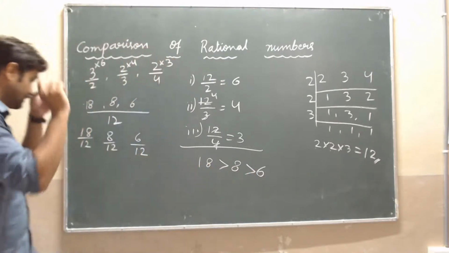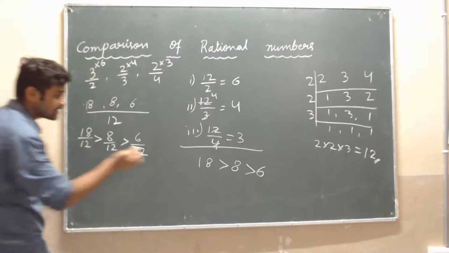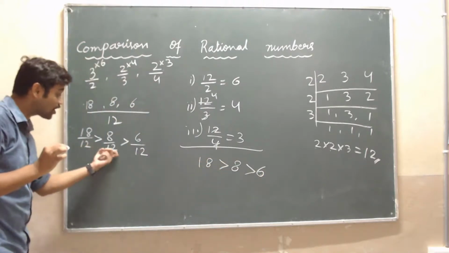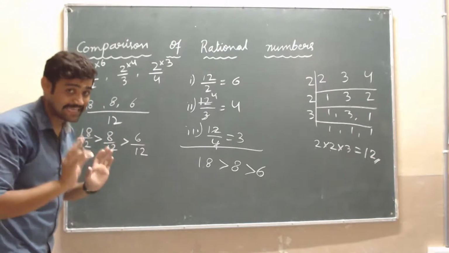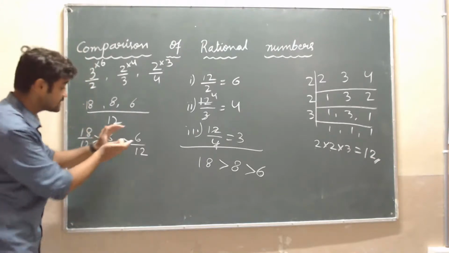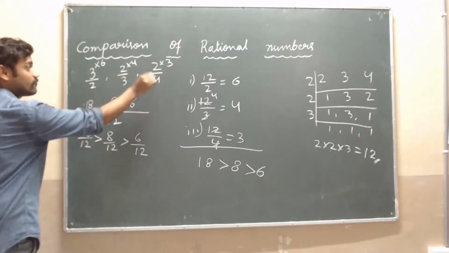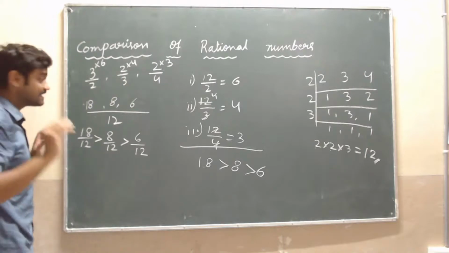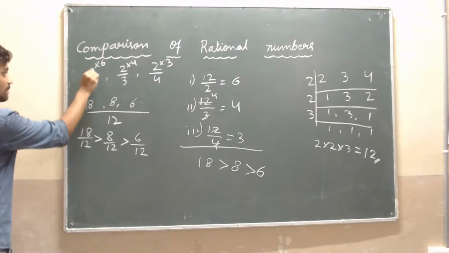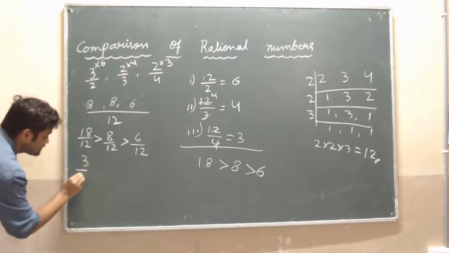Understood? Then I will simply denote here also this symbol. Why sir? Here we have compared the numerators because the denominators are the same. But we don't have this as the question. The question is 3 by 2, 2 by 3, 2 by 4. See, 18 by 12 is the answer of which number? That is the first number, 3 by 2.